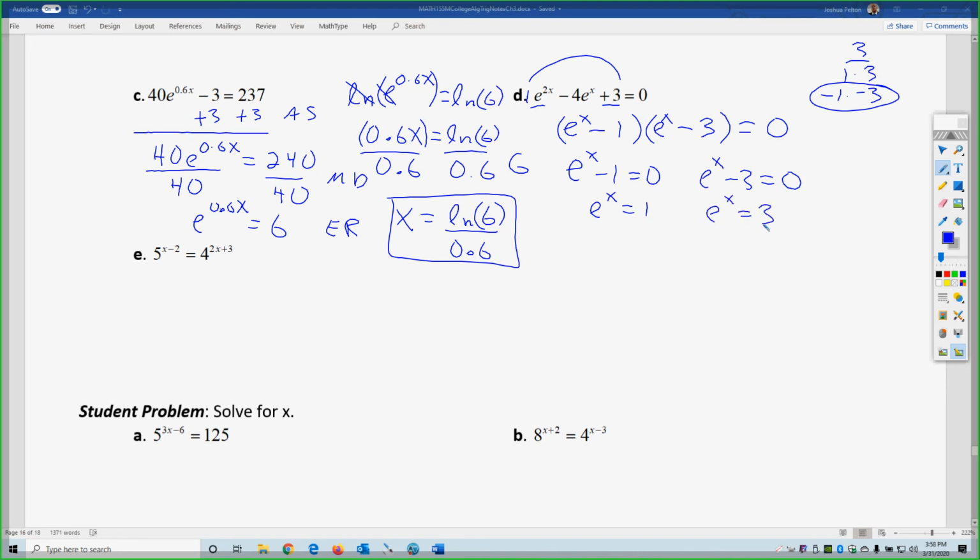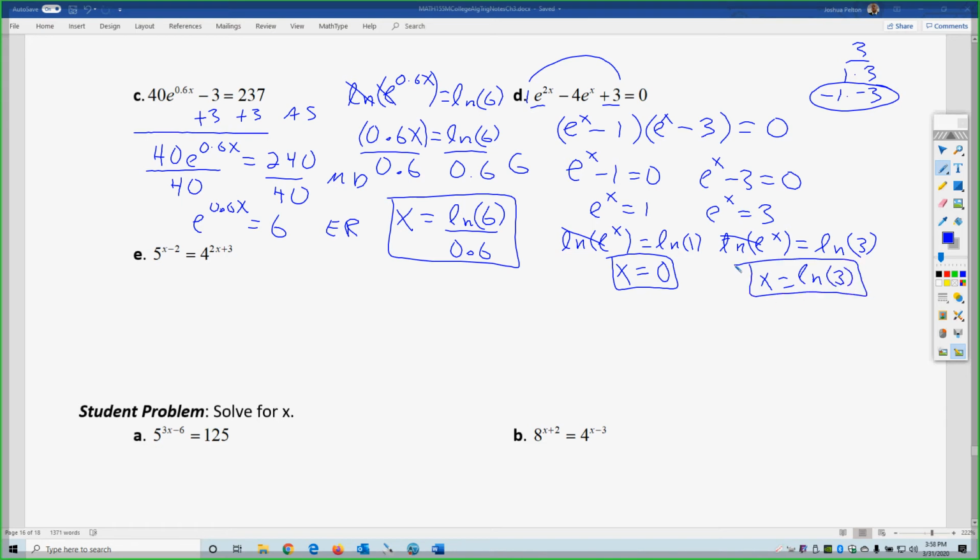So again, you need to get rid of the e. Well, we just talked about this in the previous section. What cancels base e? Log base e, which is the natural log. Okay, so that gives me x equals the natural log of 1. Remember, the log of 1 is always 0, no matter what the base is. And this will give me x equals the natural log of 3. So we're good there.